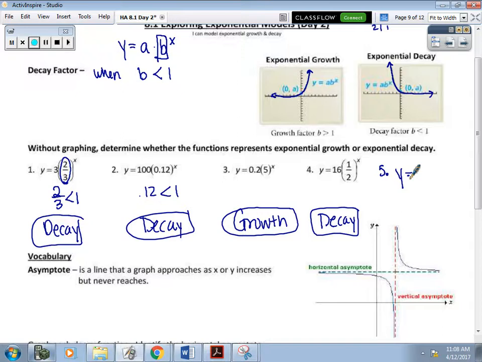Y equals 3 to the negative x. Okay, there's one like this in your homework. Now remember, standard form is a times b to the positive x. So most students would look at this and say, oh, it's 3, it's growth.